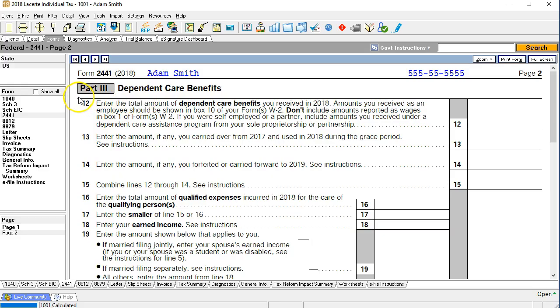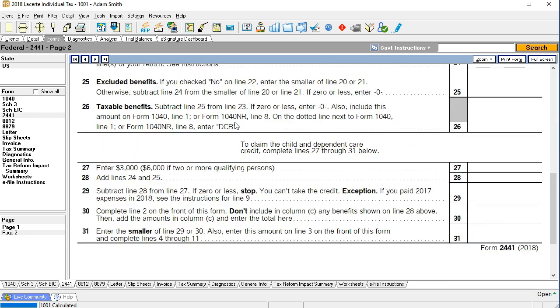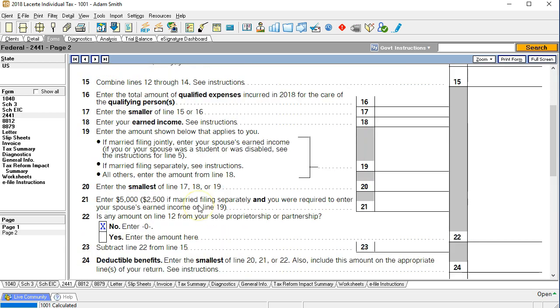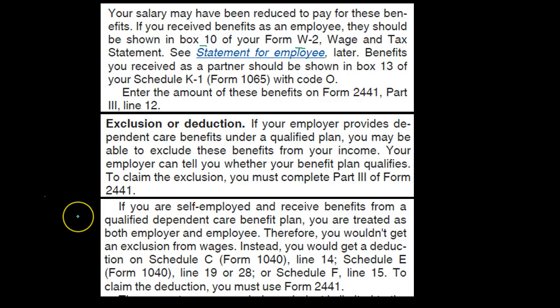Here's a quick look at Part 3, 2441 Dependent Care Benefits. So, Part 3, 2441, quick look. Back to the text. If you are self-employed and receive benefits from a qualified dependent care benefit plan, you are treated as both employer and employee.